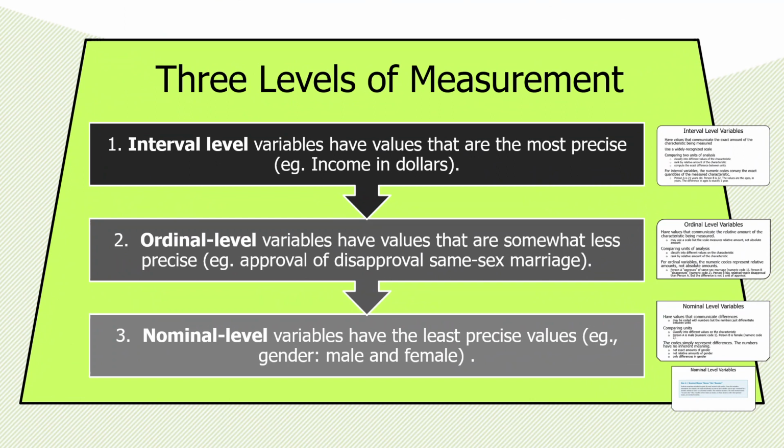Ordinal level variables have values that are somewhat less precise. Approval or disapproval of same-sex marriage, for example. Survey research data very commonly uses a lot of ordinal scales, a lot of ordinal variables. And then finally, nominal level variables. So we're going in descending order of precision here, from interval to ordinal to nominal. Nominal level variables have the least precise values. The values just permit you to separate cases into different categories. Let's have a closer look at these.